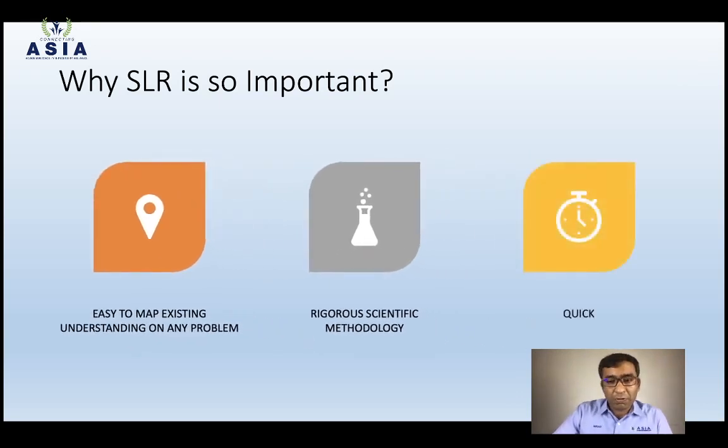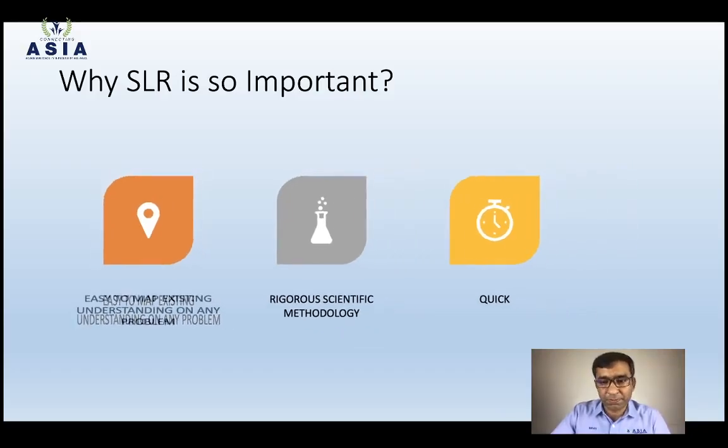Okay, so it follows a scientific methodology, and nowadays with the available databases and also with the tools available for literature review, tools available for data analysis and tools available for text mining, we can do systematic literature review very quickly. So that is an added benefit for doing systematic literature review process or systematic literature review papers.